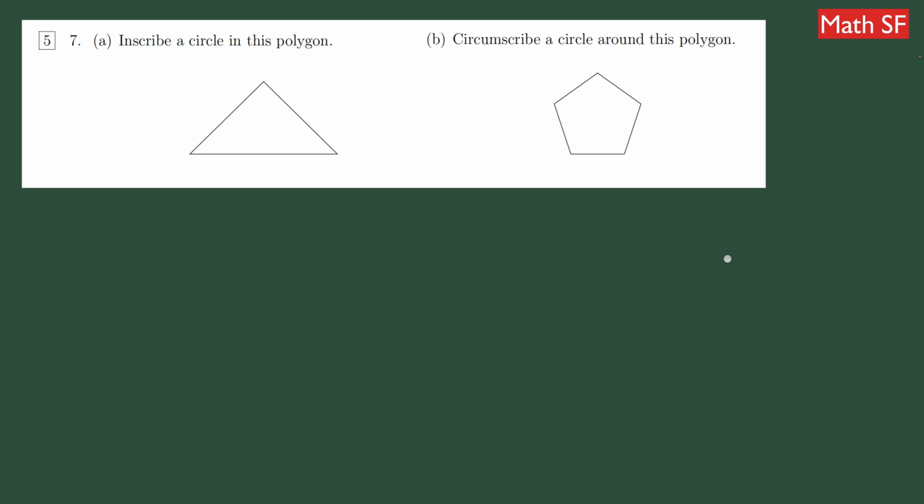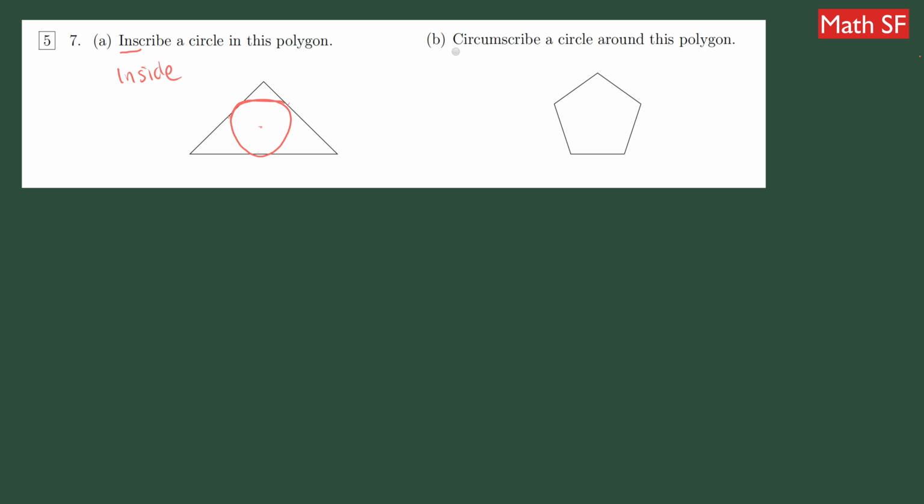Problem number 7. Inscribe a circle in this polygon. Inscribe means to put inside. So we're going to have to put a circle here. Maybe around here. I'm going to try to make my circle neatly. Your circle should be here. It's touching the three sides: 1, 2, 3. So that should be your circle. Inscribe means inside.